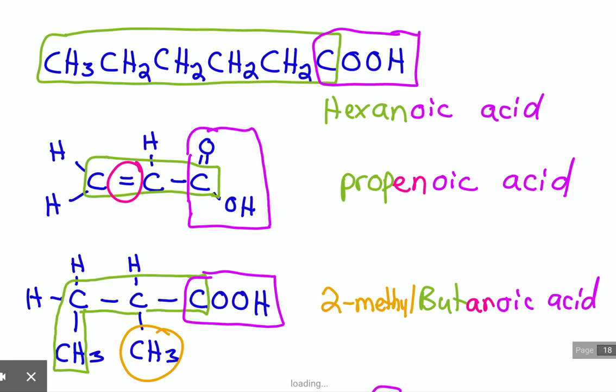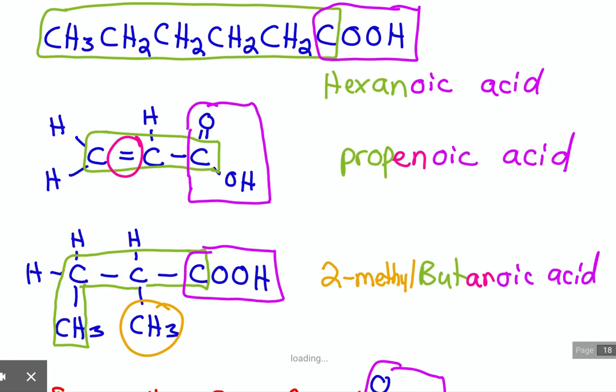And then if you happen to have a hydrocarbon chain that has an alkyl group, we just name those how we would normally. So this is 2-methyl. The carboxylic acid goes on carbon number 1. And then this is obviously carbon number 2. So this becomes 2-methylbutanoic acid.